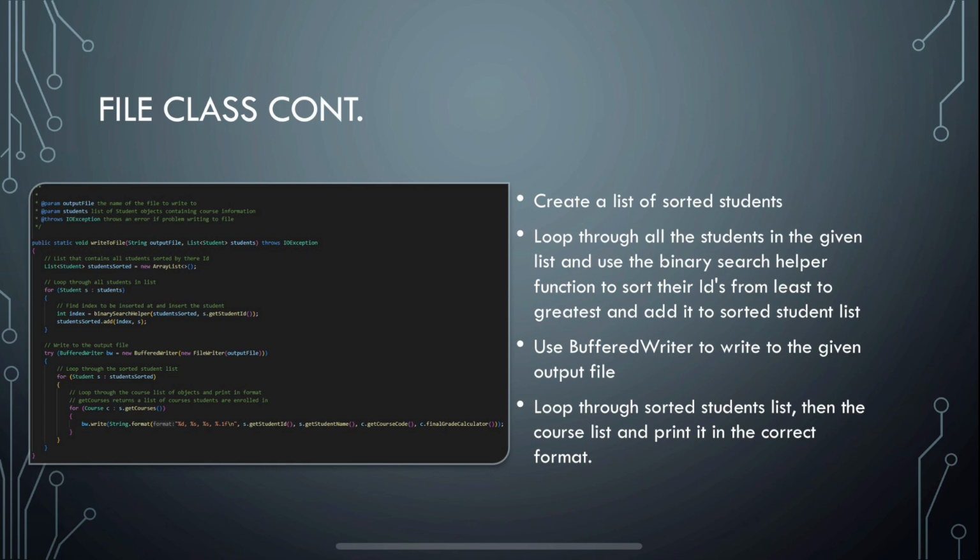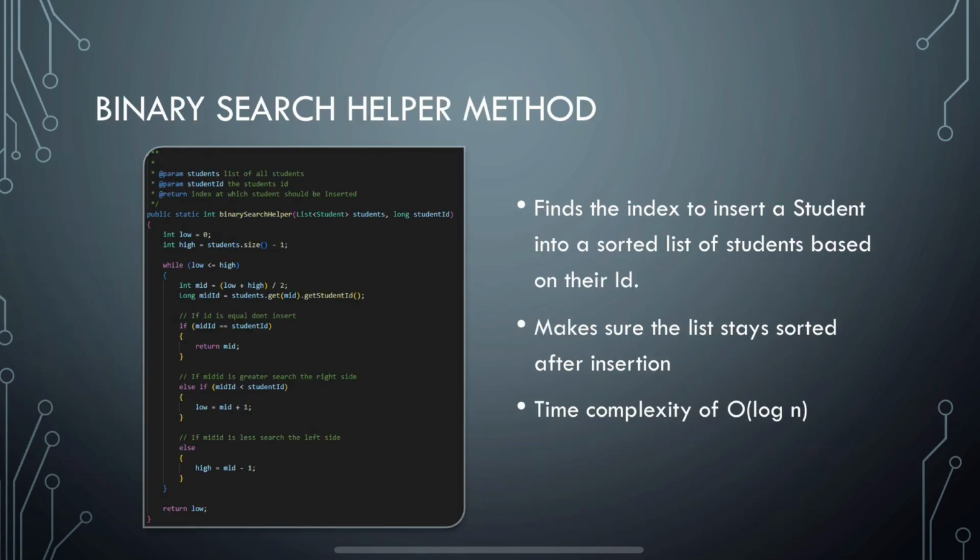when buffer writer is writing output to the file. Binary search helper method finds index to insert students based on their IDs and ensures that the list stays sorted.